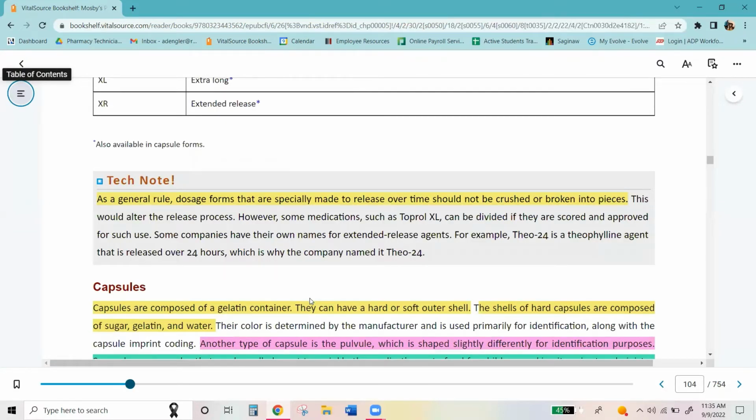As a general rule, dosage forms that are made to release over time should not be crushed or broken into pieces. This would alter the release process, but there is a medication, Toprol XL, that can be divided if they are scored and approved for such use. So if the doctor approves it. That is a beta blocker that can be scored, and if so, it can be divided. And I have seen that quite a bit.